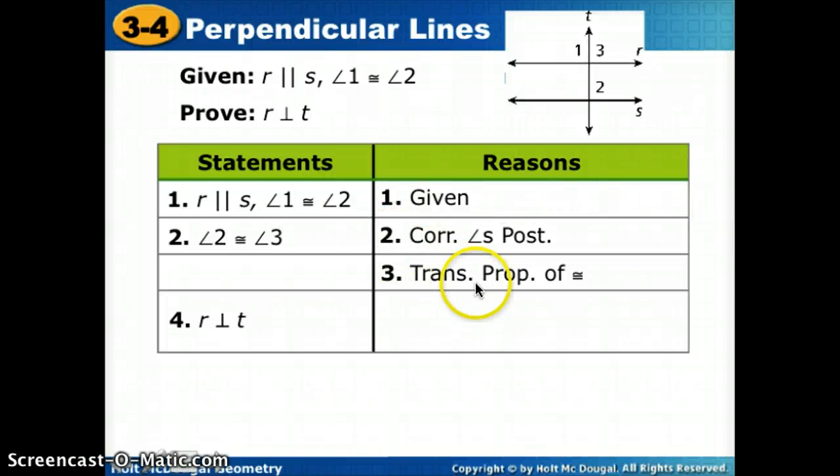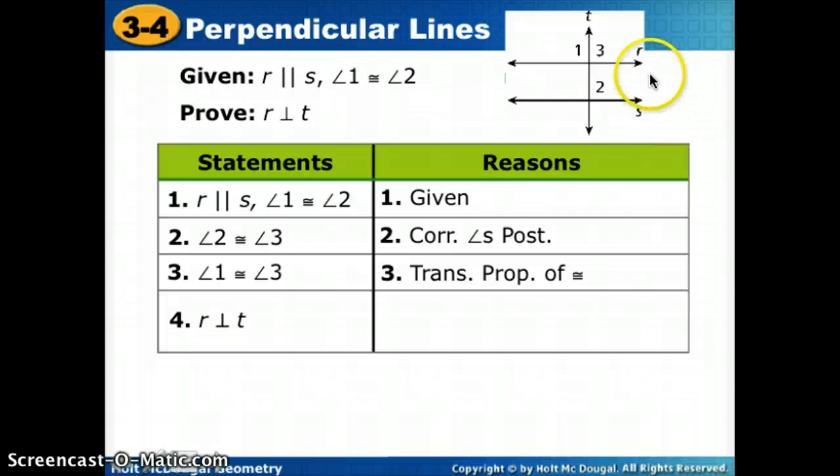Okay, our next step says we're going to use the transitive property. Remember, with the transitive property, we're looking for a connection. So we have two congruent statements, and I see that angle 2 is a part of both of them. If we connect those two with angle 2, we can say that 1 is congruent to 3.